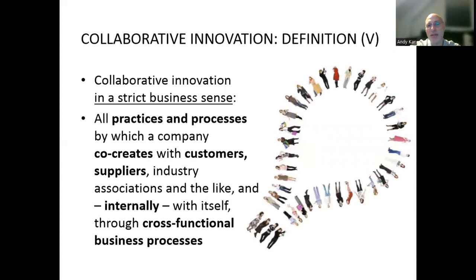Now, collaborative innovation in a strict business sense involves all practices and processes by which a company co-creates with customers, suppliers, the industry associations, and the like, and internally with itself through cross-functional business processes. So the key takeaway from this slide is that we have co-creation. Co-creation is a very strong keyword here, with all the stakeholders involved, like customers, suppliers, the industry associations, and all this kind of stuff. And of course, internally by people from inside the organization through a cross-functional business process.